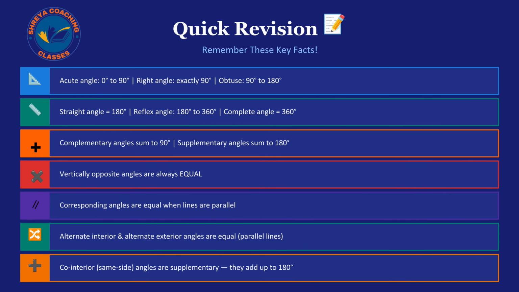Complementary angles add up to 90 degrees. Supplementary angles add up to 180 degrees. Vertically opposite angles are always equal. Corresponding angles are equal for parallel lines. Alternate interior and alternate exterior angles are also equal. Co-interior angles always add up to 180 degrees. If you remember these points, solving questions becomes much easier.